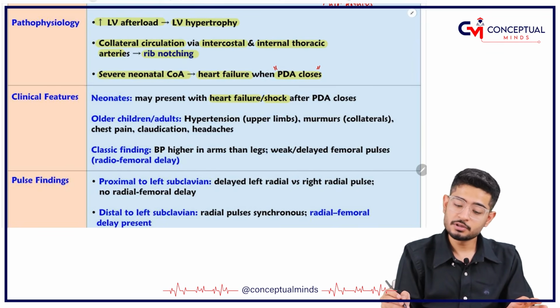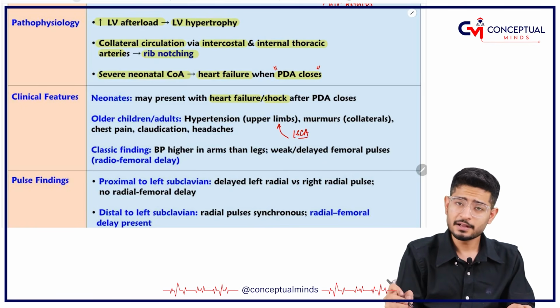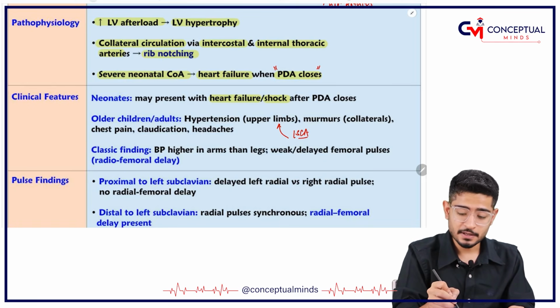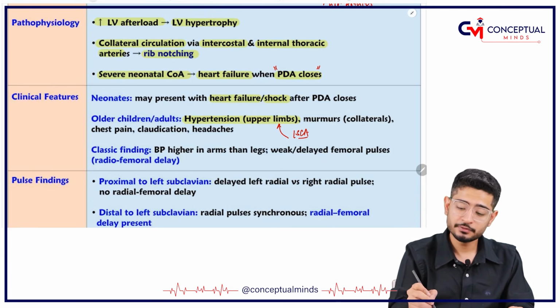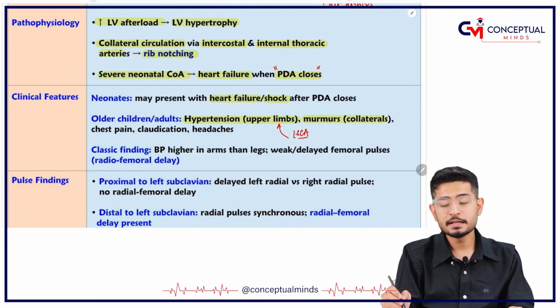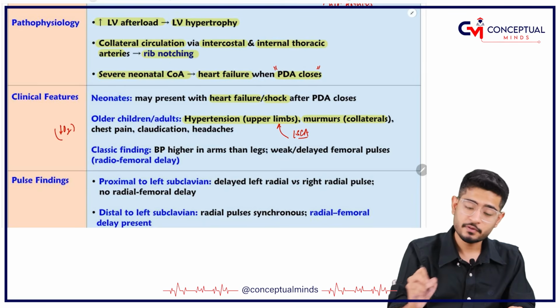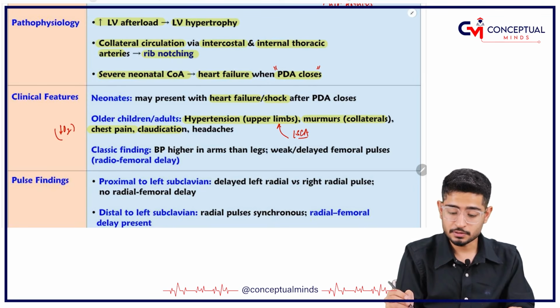So what happens in older children? Please understand that the left subclavian artery is still receiving the blood, so a lot of blood is going to the upper limb. In fact, the blood which was supposed to go to the lower limb is also going to the upper limb, and that is why there is hypertension in the upper limb. Because of development of collaterals, there will be murmurs. Since less oxygen is being supplied to the muscles, there will be chest pain and claudication.